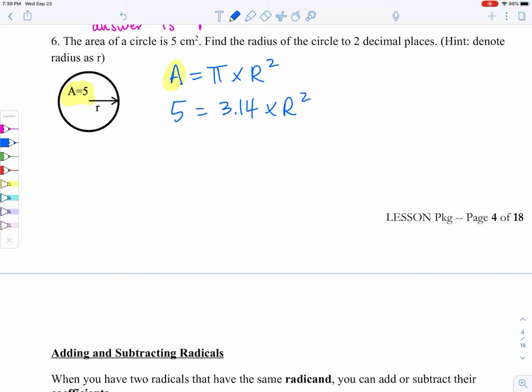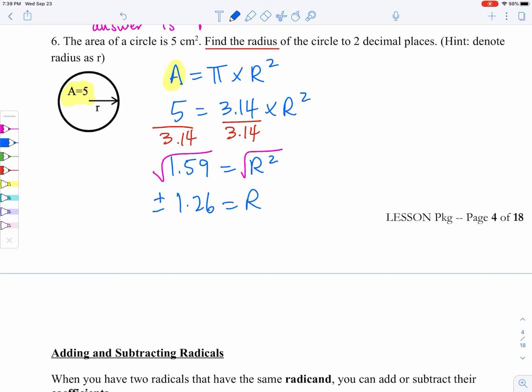I want to solve for the radius. Find the radius. So I need to get r by itself. The first thing I'm going to do is divide both sides by 3.14. When I do that, I get 1.59 equals the radius squared. I want the radius on its own, so I'm going to square root both sides. When I do that, I get plus or minus 1.26 equals the radius.